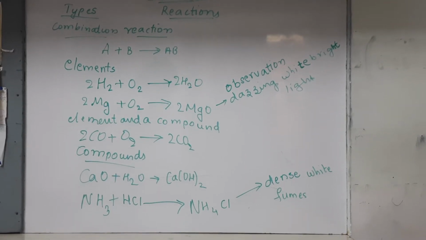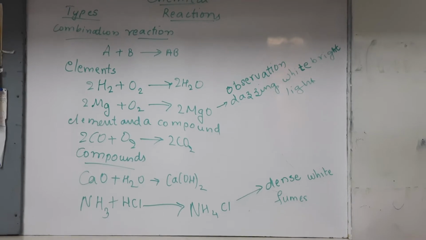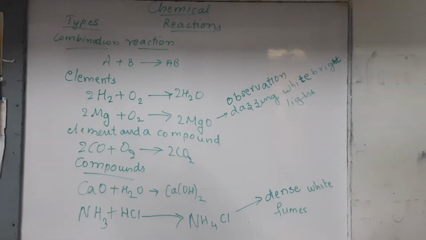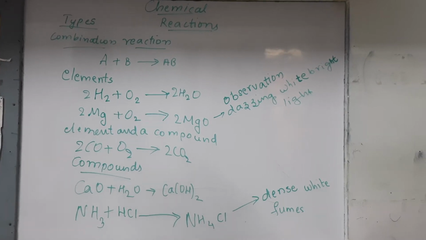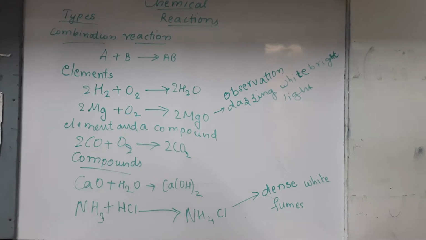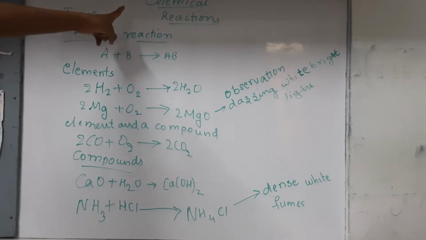Today I'm going to explain what is meant by chemical reactions and their types. Now, what do you mean by chemical reactions? A chemical reaction is a process in which one or more new substances with totally different properties are formed. That is what is meant by chemical reactions.